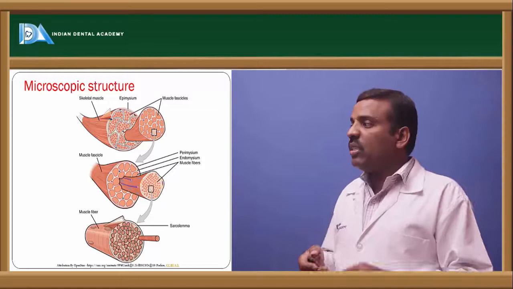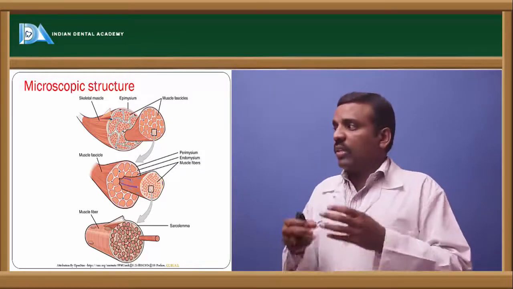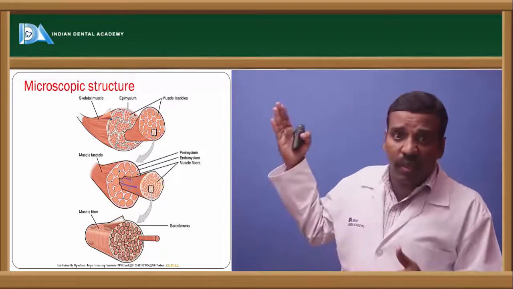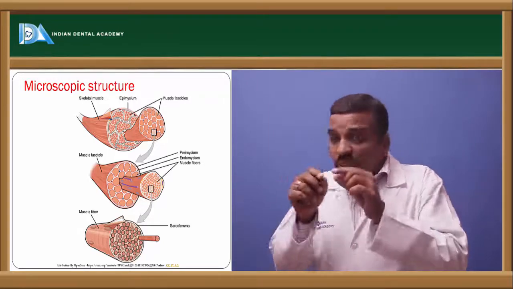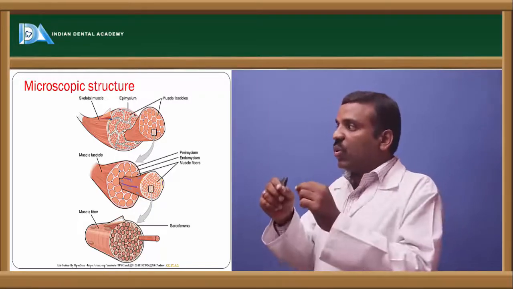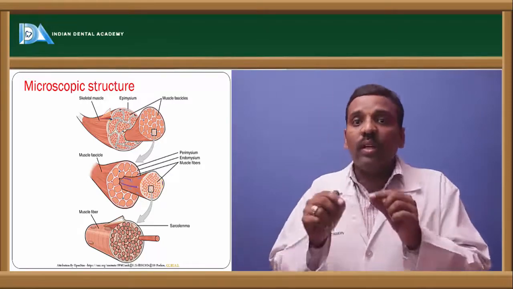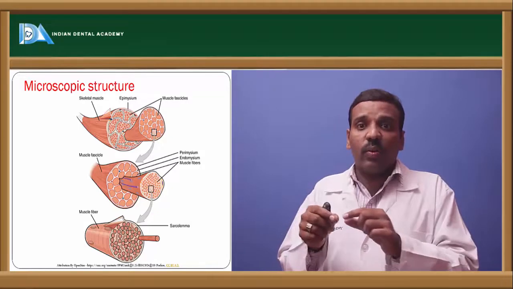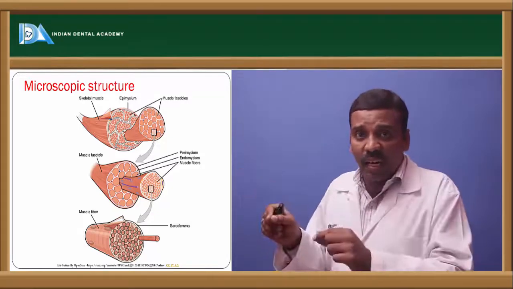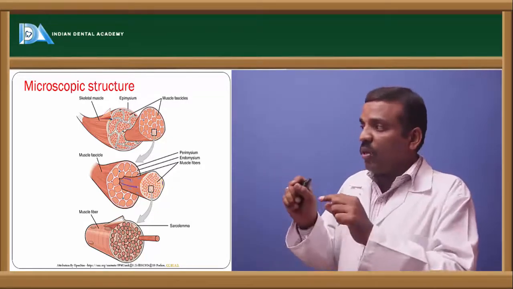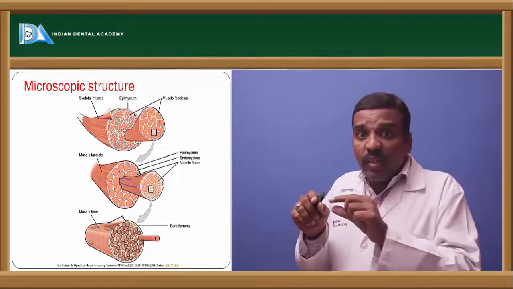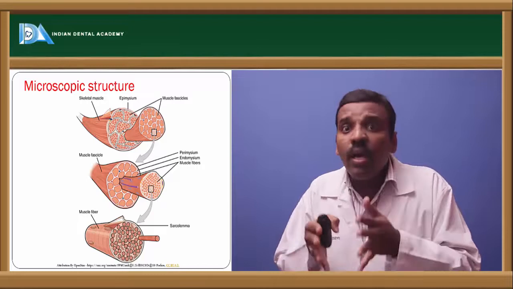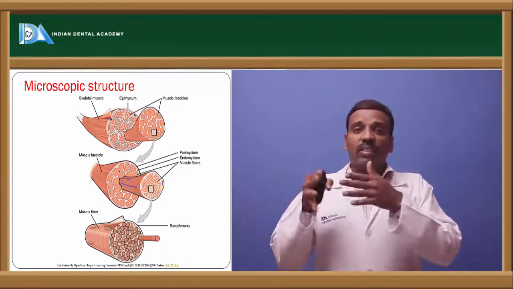Let's look at this diagram once. The first one is the skeletal muscle, and in the skeletal muscle there is something that comes outside, the muscle fascicle, which is nothing but the muscle. In the second diagram it shows the muscle fascicle, which divides into many myofibrils present in that muscle fiber.